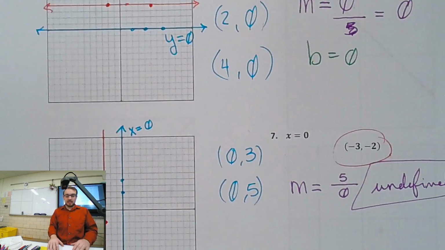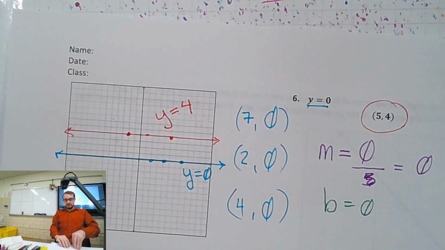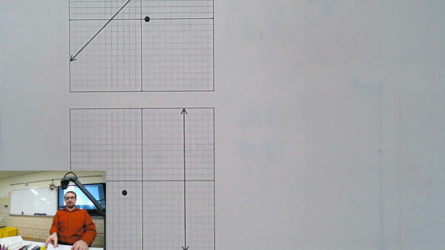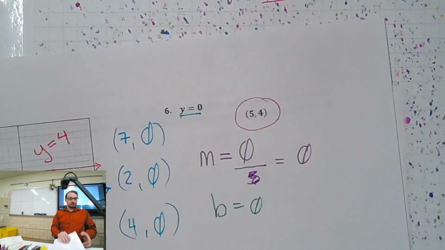The rest are on your own. Number 8 is on your own, I should say. Don't worry about these guys. Just do 1 through 8. That is all.